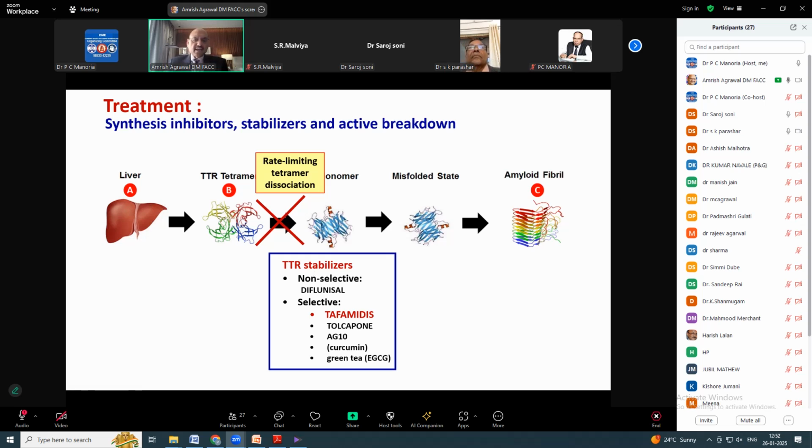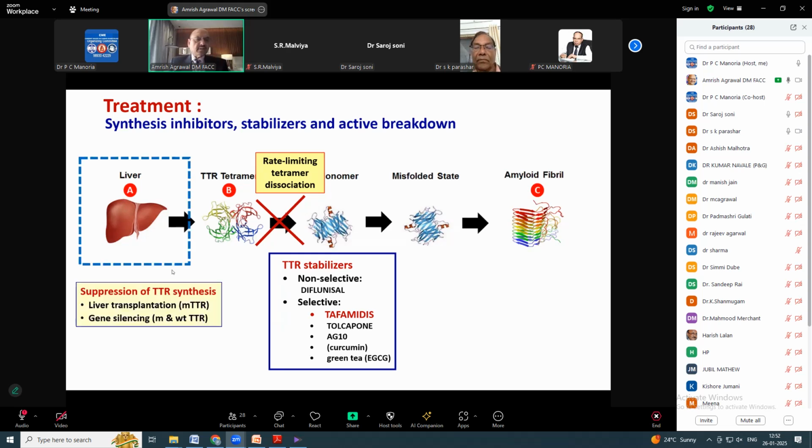We can act as an NSAID molecule, which is diflunisal, but that is not used much in practice now. But we have selective TTR stabilizers: tafamidis, and AG10, which is called acoramidis. Trials are underway, but among them, tafamidis is approved for clinical practice and is available in India as well as in UAE.